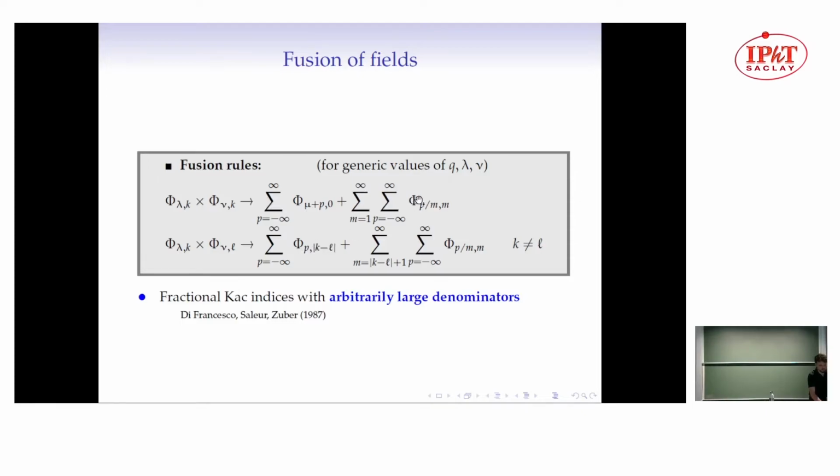So this is quite nice because once we have this, what we see is that in this decomposition, in this double sum, we have p divided by m, and these are fractions. So it's a fractional Katz number. And this p and m grow to infinity. So this means that we actually have these fractional Katz indices with arbitrarily large denominators. And this is precisely what is expected.